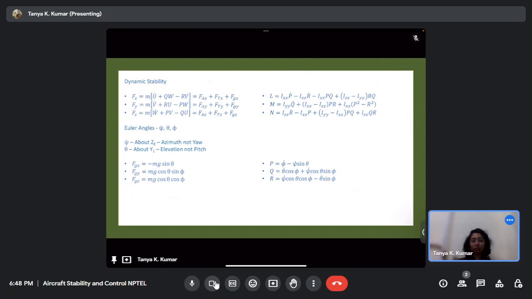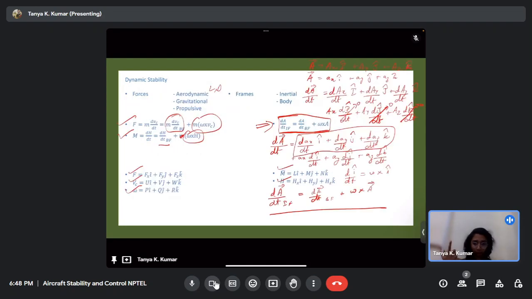Alright. So now we take these three equations, the force and the moment equations, expanded. From where did we get these equations? From the force equation and this moment equation. Okay, so each of those are three equations. So together we get these 6 equations of motion for an aircraft.